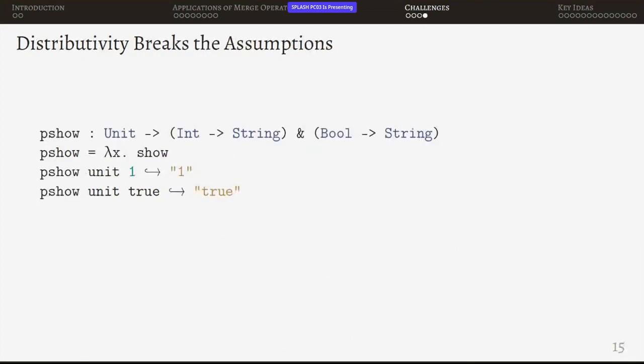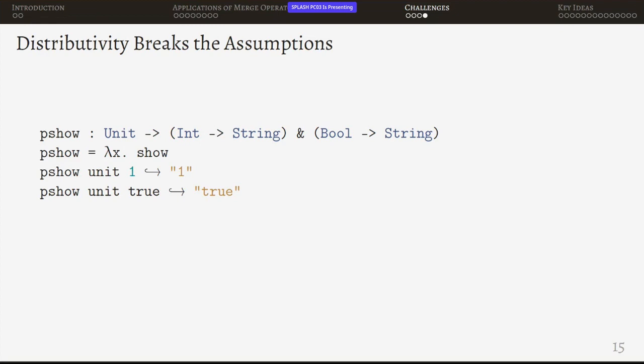However, even if we make some assumptions, we have the final challenge, which is distributivity of intersection types, which breaks the assumptions. Here we can see the example: create a function pshow. Pshow is a simple function, a show function wrapped with a unit function. So the type of pshow is unit to the type of the show function. In this definition, the pshow is still an overloaded function. We can apply pshow to the unit and the integer 1.